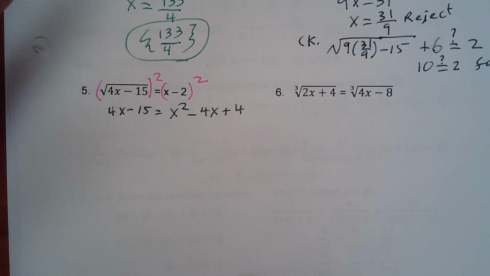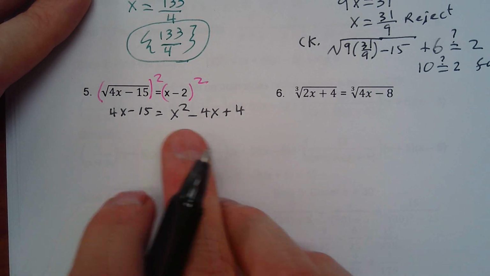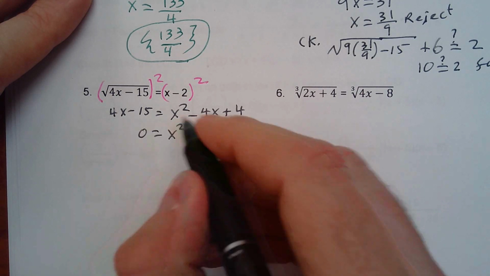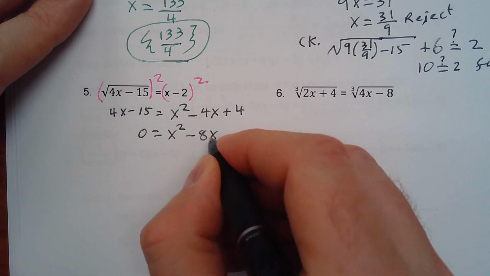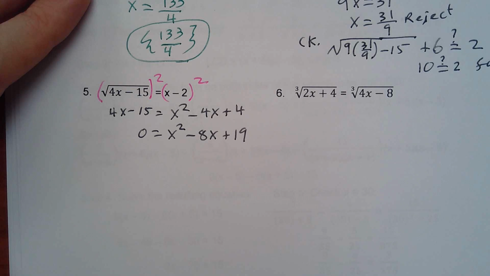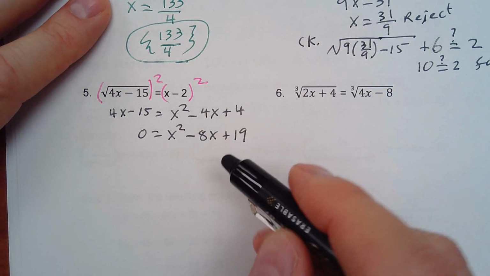And now we want to go and get everything to one side. So I'm going to go ahead and subtract 4x from both sides. Add 15. Oh, there's got to be a typo here. Oh, I think I know what the typo was. All right, my bad. So let me back up here.